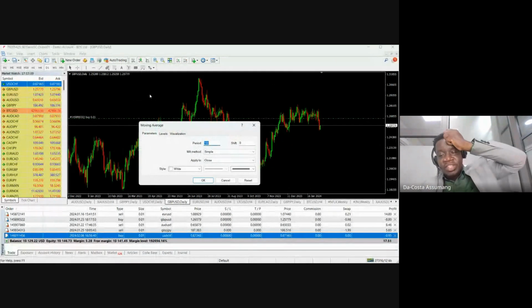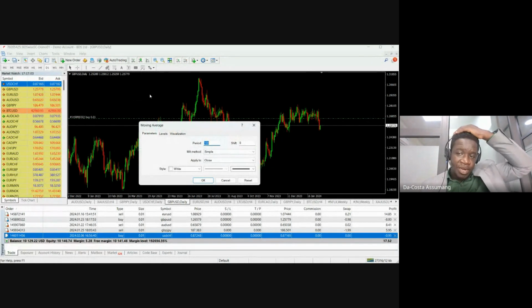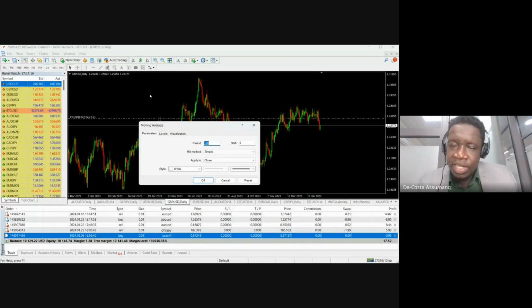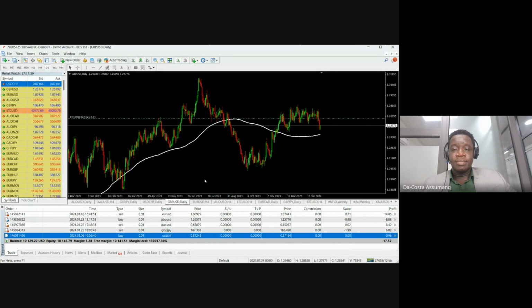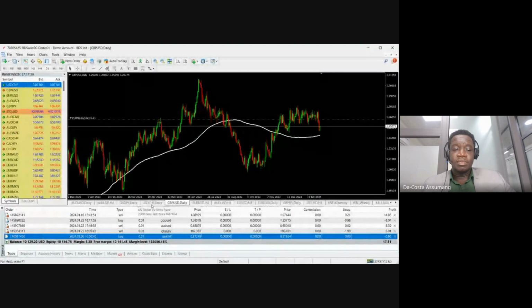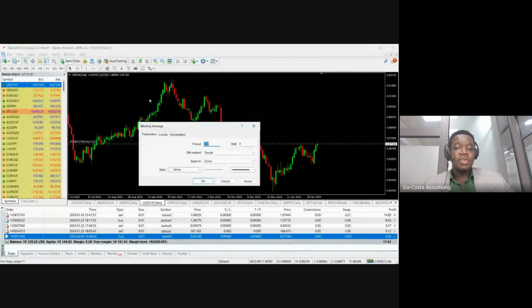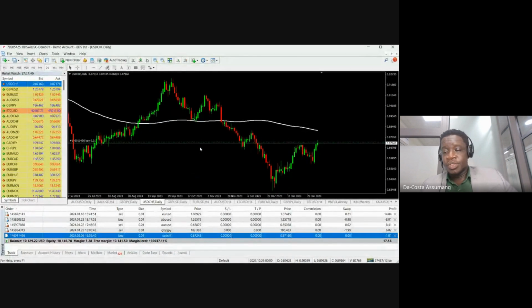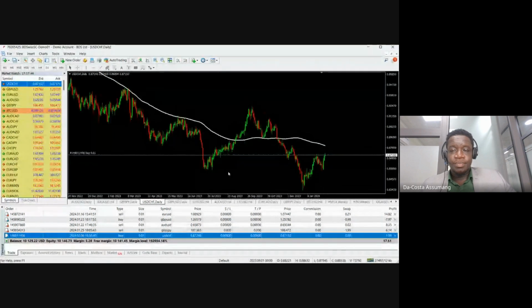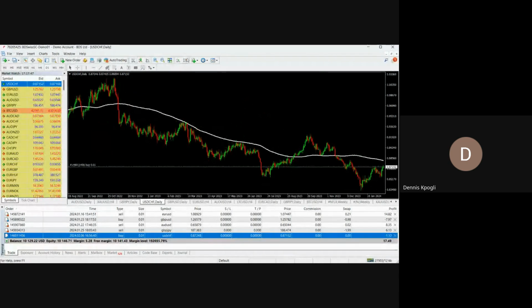Now for the moving average, you see period. At the period side, tap there and type in 100. It's just a setting. Somebody can choose to use a 10 period, but we are using 100 period. So type in 100 and then click OK. The shift should be 0. Please, are you all looking at it?